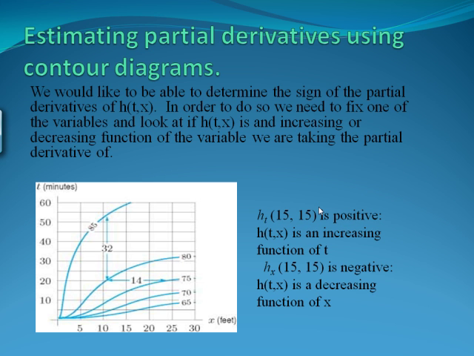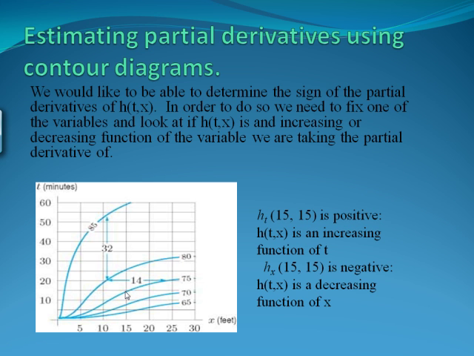So here we have a graph of h of t, x. T is in minutes, x is in feet. So what we want to do here is look at the partial derivative with respect to t at 15, and determine is the partial derivative positive or negative, and the same thing with the partial derivative with respect to x. So let's start with the partial derivative with respect to t. So here, if we go to the point 15, which is right about here, and we want to know, is this partial derivative positive or negative?